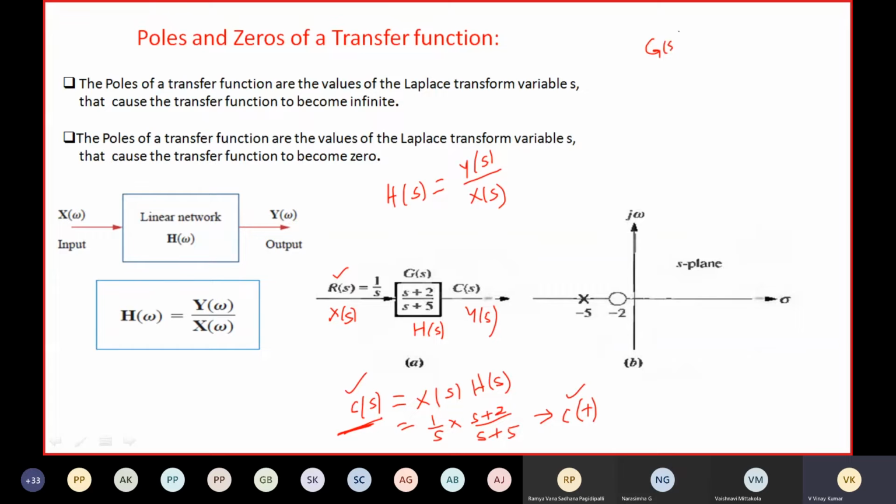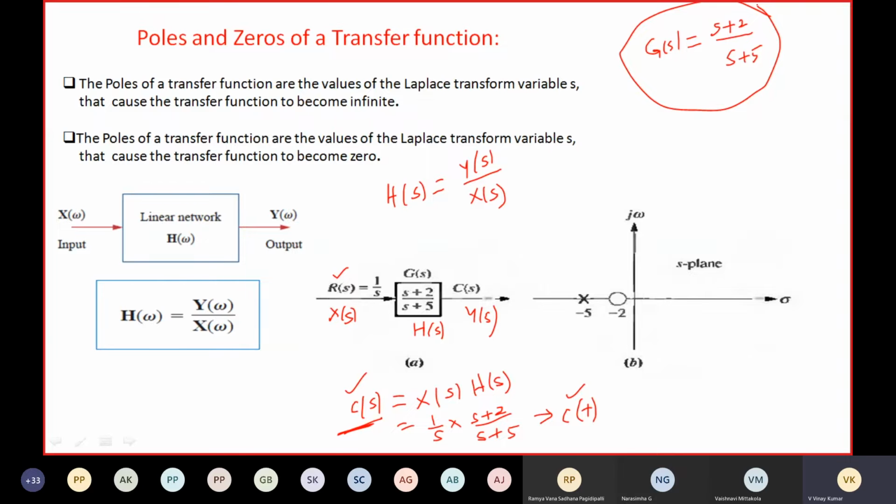G of s or h of s. G of s is equal to what? Or h of s is equal to s plus 2 by s plus 5, right? Okay, so poles and zeros of a transfer function. This is the transfer function, T of s. You can also write it as t of s or h of s or g of s.